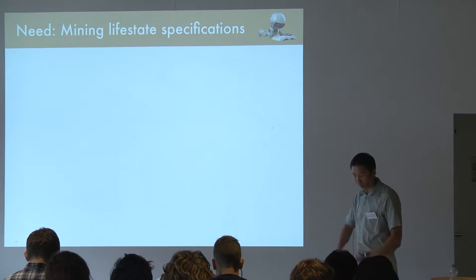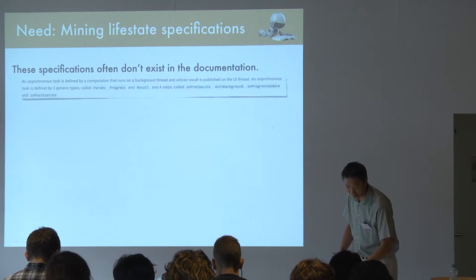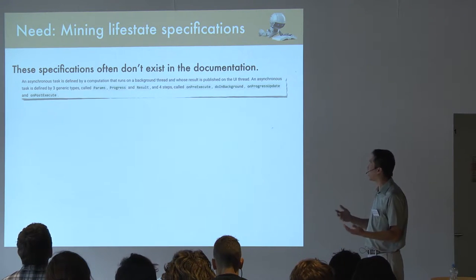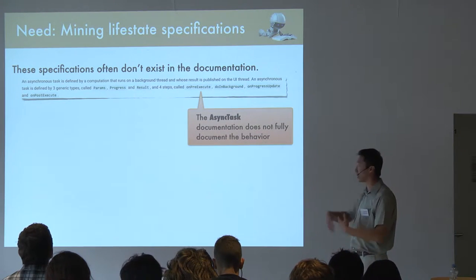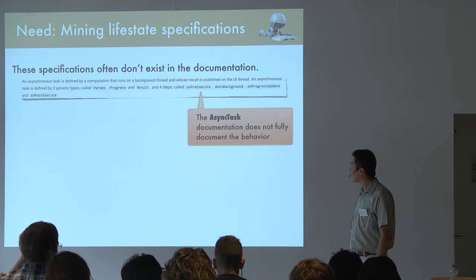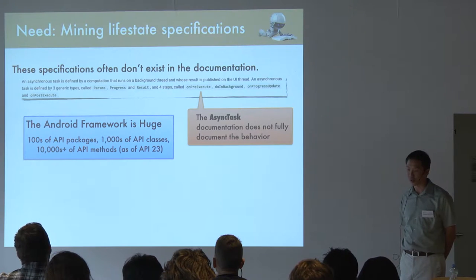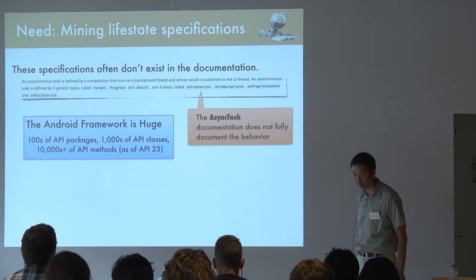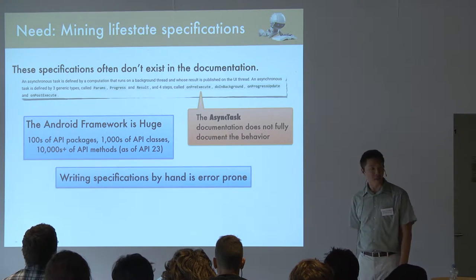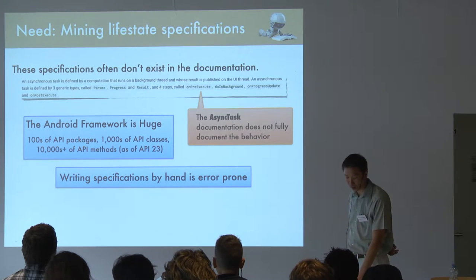So, great, now we just go ahead and specify stuff about Android, right? Well, these specifications don't exist in the documentation. This is a snippet of the documentation from an async task, and it doesn't say anything about execute. And the Android framework is humongous: hundreds of API packages, thousands of API classes, tens of thousands of API methods. So writing specifications by hand would be pretty hard and error-prone.